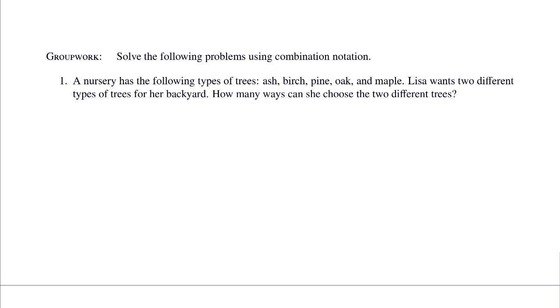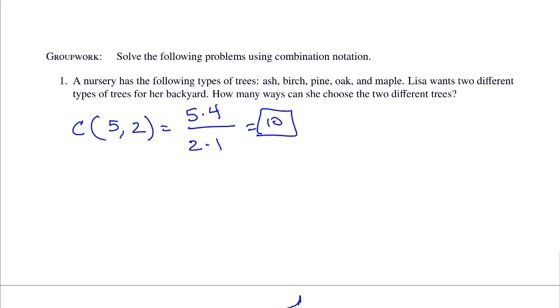So the first thing you need to start thinking about is whether this is a permutation or combination. Does the order matter or not? In this one, the order doesn't matter, right? Because all she cares about is having 2 trees in her backyard. A birch and a pine and a pine and a birch, that's the same thing. So this is a combination. How many trees does she have to choose from? 5. How many trees is she choosing? 2. So that's 5 times 4 divided by 2 times 1, which is 10.